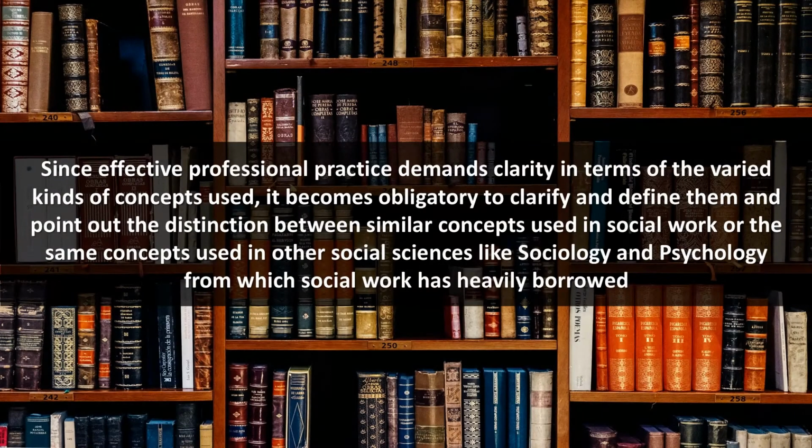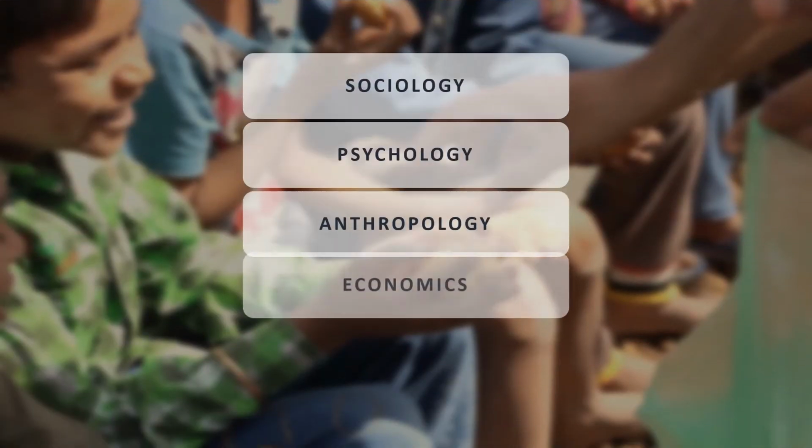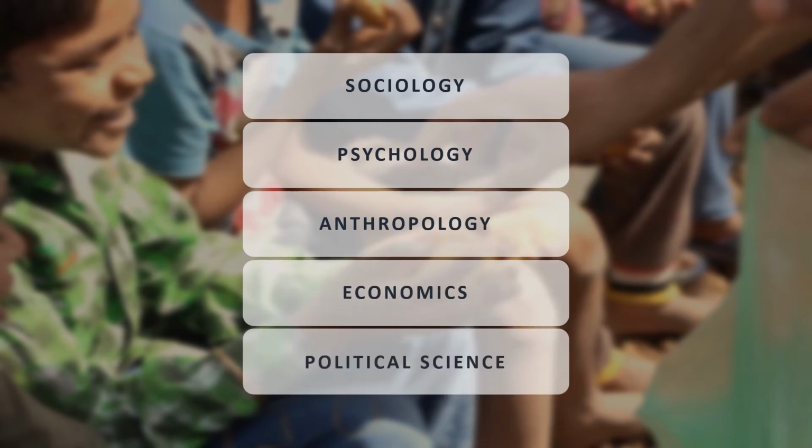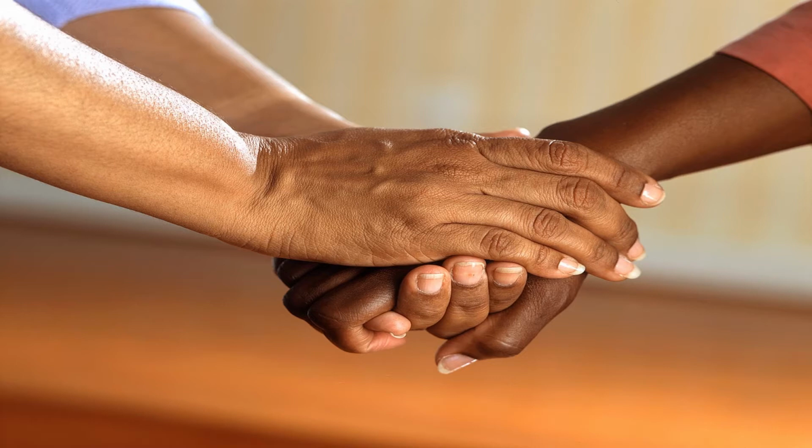Now, since effective professional practice demands clarity in terms of the varied kinds of concepts used, it becomes obligatory to clarify and define them and point out the distinction between similar concepts used in social work or the same concepts used in other social sciences like sociology and psychology, from which social work has heavily borrowed. When we talk about social work, we all know that social work is multidisciplinary. That is, we have taken from sociology, psychology, anthropology, economics, political science. So, when these subjects form a part of the entire one subject, that is social work, we derive much better clarity in terms of its concepts, and that is why we say social work is a professional medium of helping others to help themselves, or is a professional medium where the concepts are used as compared to the other social sciences as well.